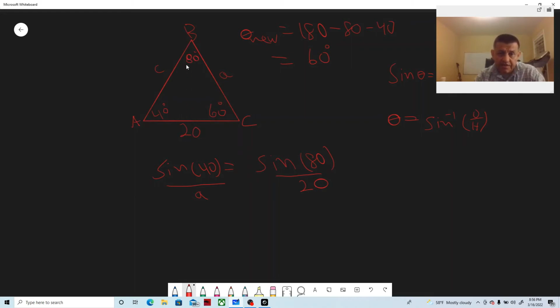You can see it here, and 40 is the opposite of 40. A is the opposite of A, so this little a is opposite that 40-degree angle, which corresponds to capital A. So I am looking for A, that length right there. In this case, I will just cross multiply.